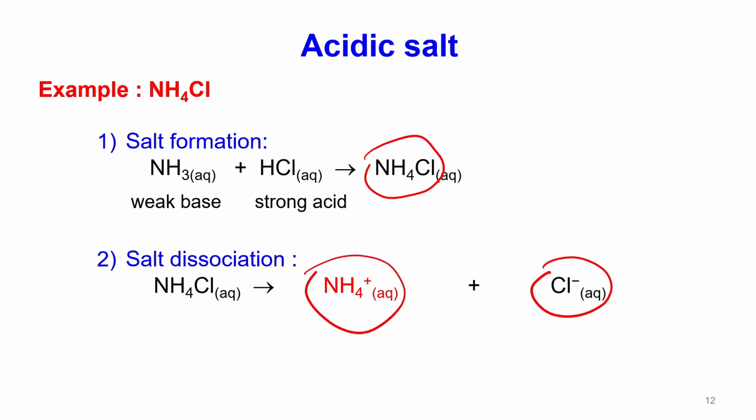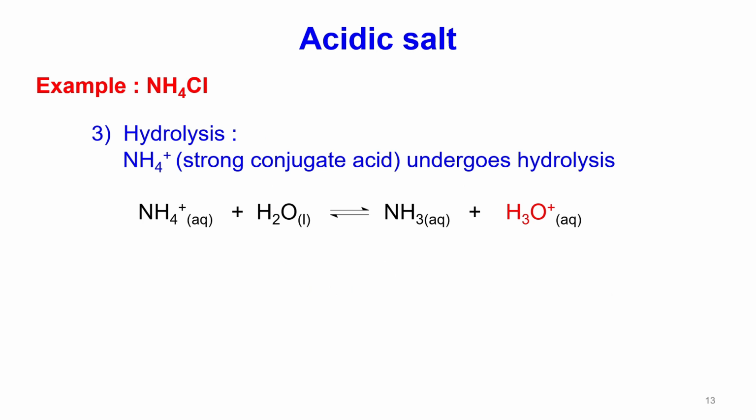Yang akan mengalami hydrolysis, ini daripada strong conjugate acid, because dia daripada weak base just now. Jadi kalau dia daripada weak base, dia akan menghasilkan strong conjugate acid. Jadi yang ini adalah weak conjugate base sebab dia daripada strong acid. Jadi yang mengalami hydrolysis, NH4 plus, daripada strong conjugate acid, undergoes hydrolysis with H2O. So it will produce ammonia and H3O plus.